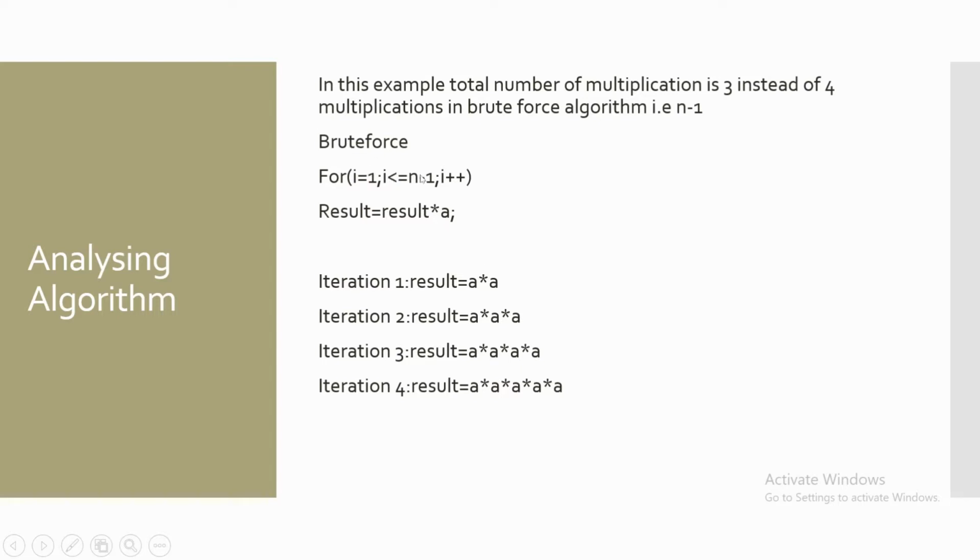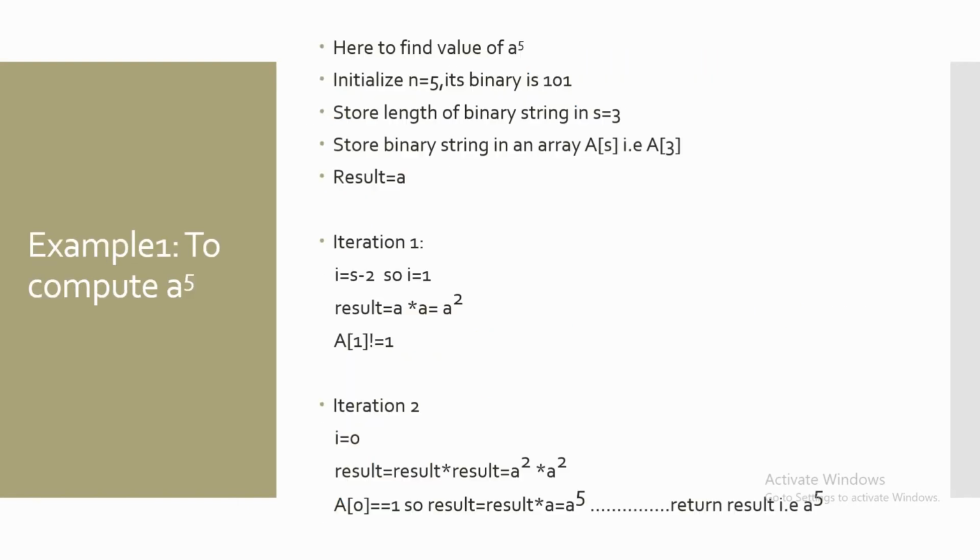So here the loop is going from I equals 1 to n minus 1 and the result is multiplied with a, right? So how many iterations will there be? For 5, how many multiplications are there? 4. So how many times should a be multiplied? 4 times. But with this approach, how many times do I have to multiply? 3 times. So you can clearly see that the number of multiplications has been reduced, right?